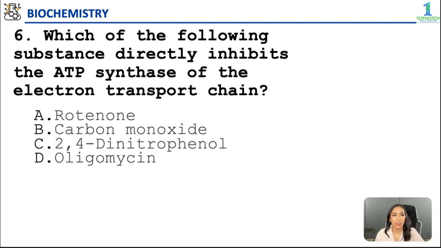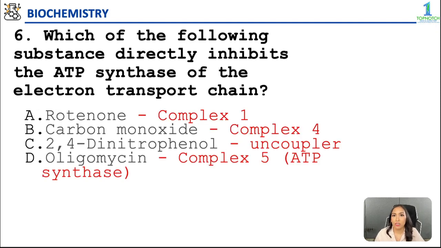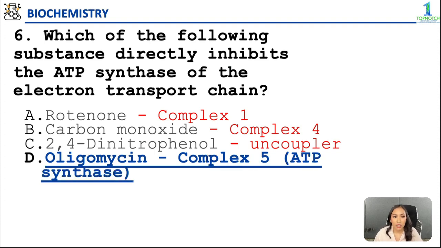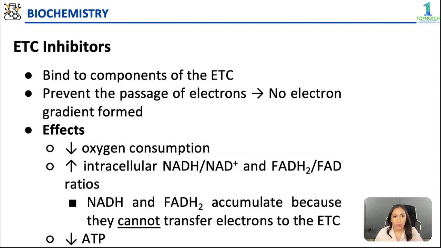Okay, number 6. Which of the following substances directly inhibits the ATP synthase of the electron transport chain? Okay, let's look at the choices. Rotenone, complex 1, carbon monoxide, complex 4, 2,4-dinitrophenol is an uncoupler. While oligomycin, yan ang tamang sagot. Complex 5 inhibitor siya. Okay, let's discuss ETC inhibitors.